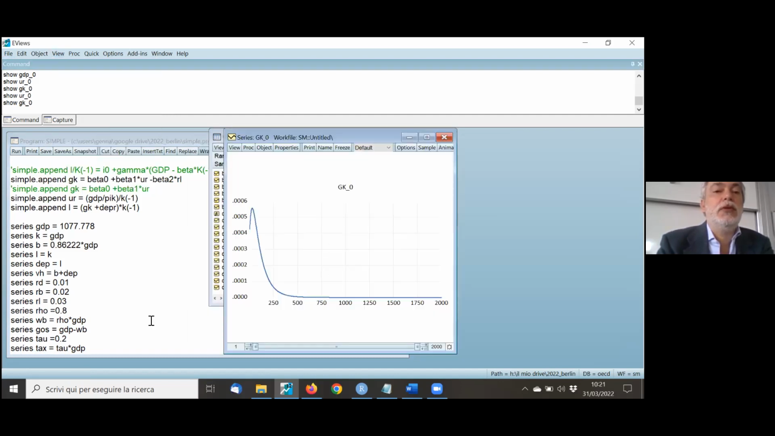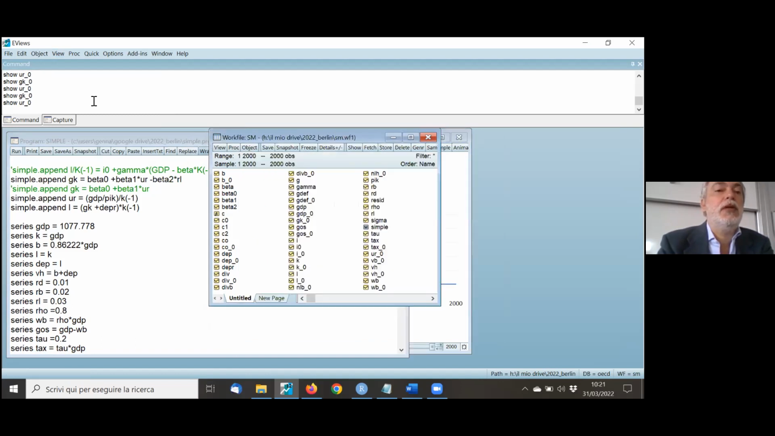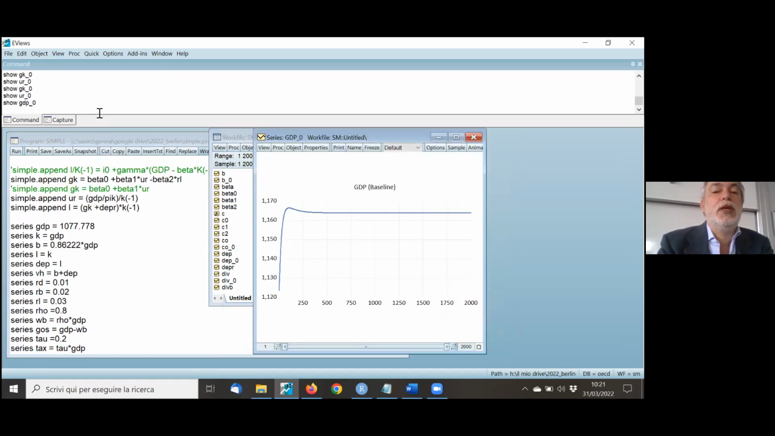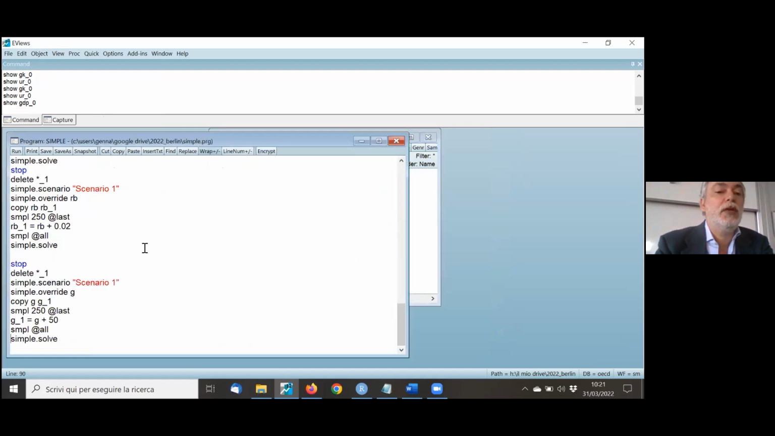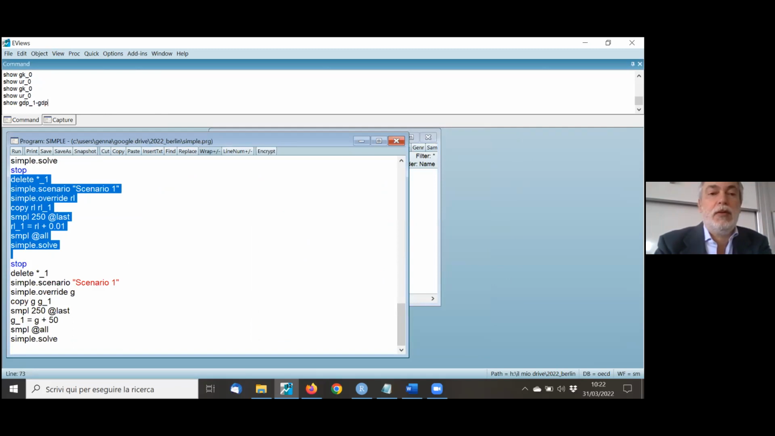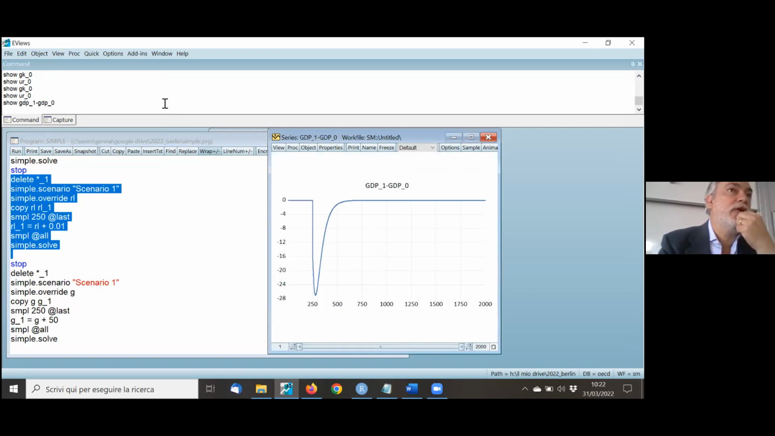GK goes to 0. As before, UR should go to 1 as before. It does, and the GDP should stabilize like before. But now we have a different impact of the interest rate. So if we shock the interest rate on loans by 1%, we will have the negative impact. So now we have a more traditional effect.